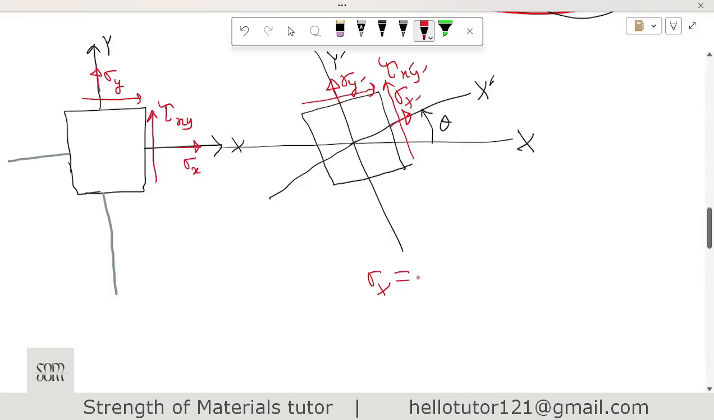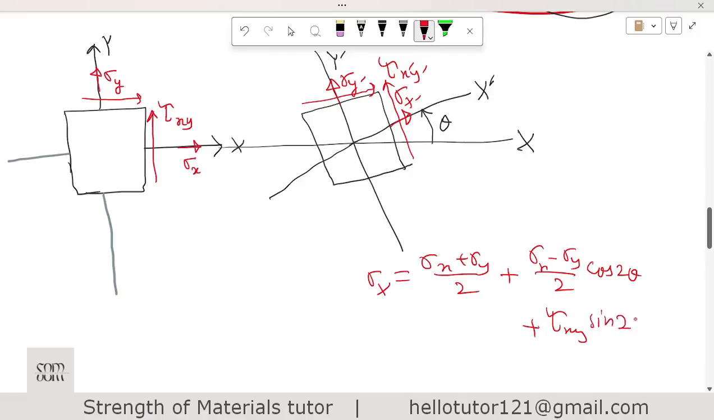So sigma x prime is going to be sigma x plus sigma y by 2, the sum divided by 2, plus sigma x minus sigma y by 2 times cosine of 2 times the angle, plus the shear stress tau xy times sine of 2 times the angle.